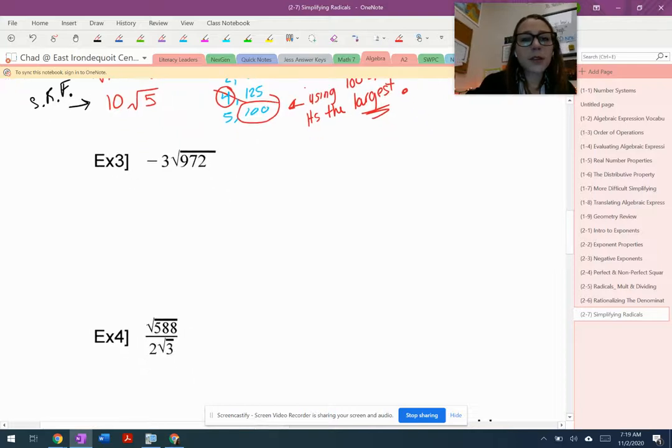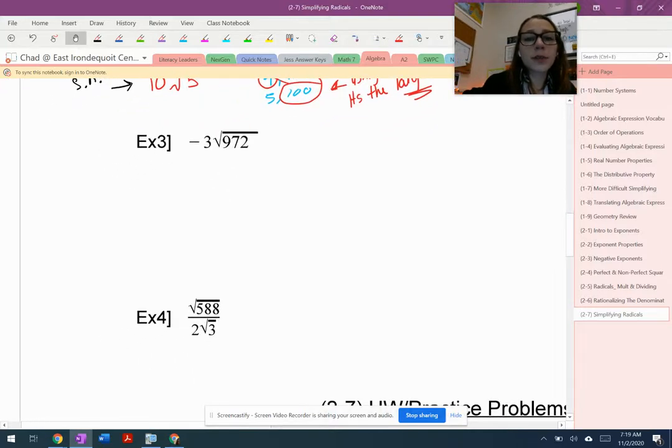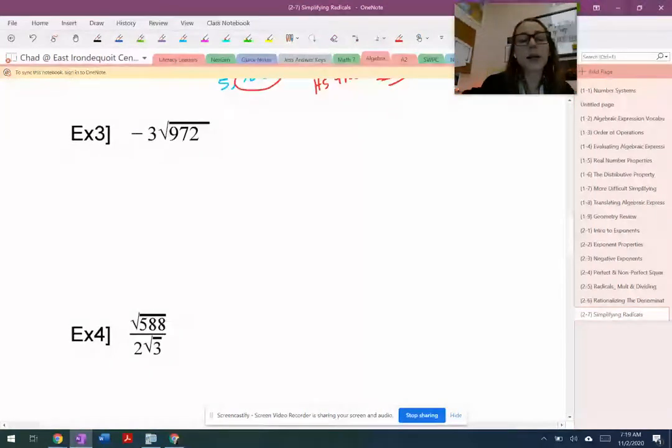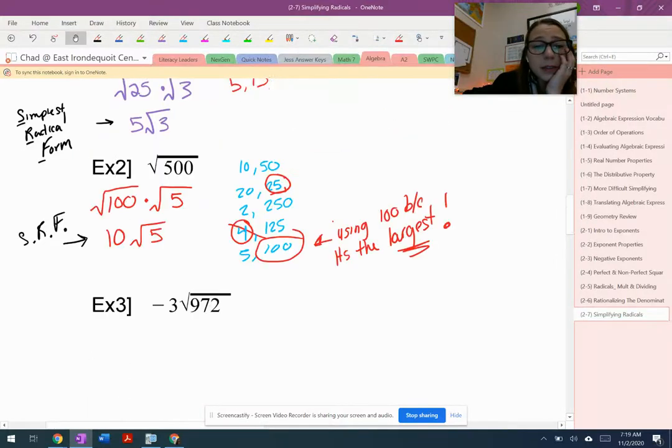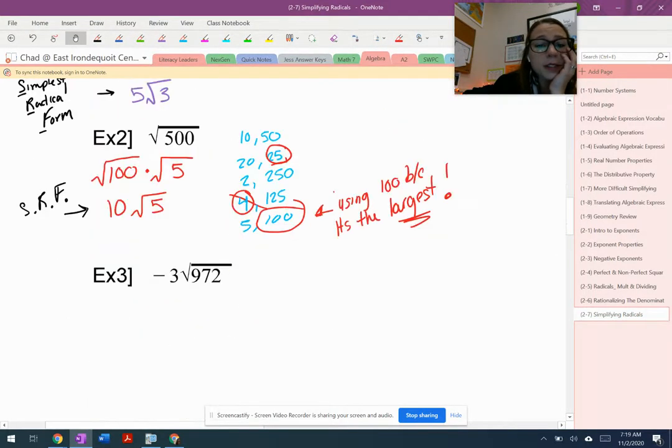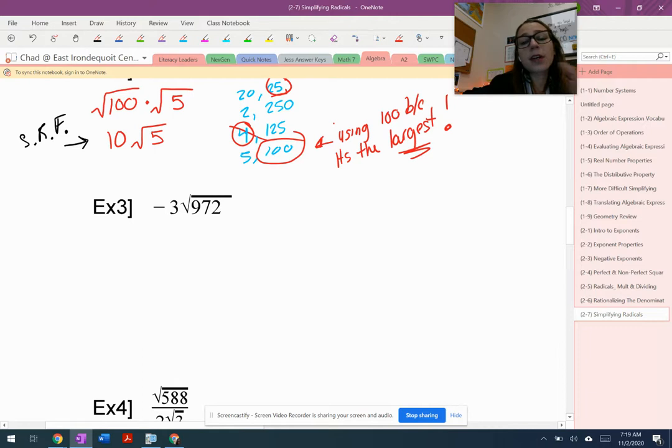So here we are, notes for 2-7 algebra, simplifying radicals, looking at example 3. Example 3 is a little bit different from our first two examples because I have not only a number on the inside of the radical, but I also have something on the outside of the radical. So don't freak out, just remind yourself that the operation going on here is multiplication.